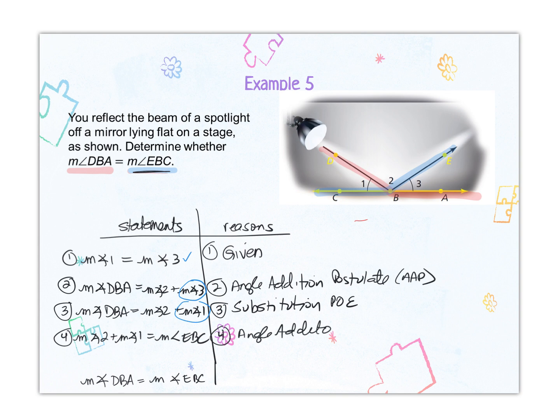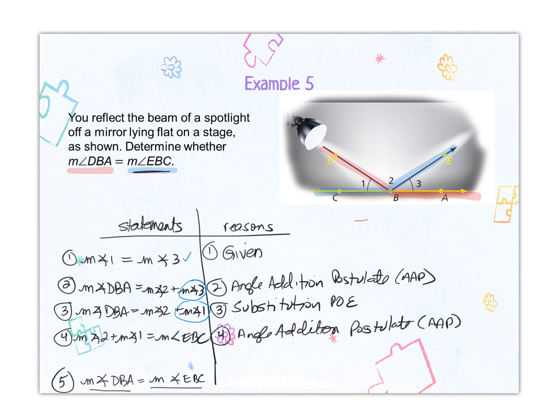I know that the sum of those two angles, angle addition postulate, or AAP, I know that the sum of those two angles has to equal angle 1 plus angle 2. So now that I have that, notice that what I need to get to is this last step here. I need to get to the fact that the measure of angle DBA is equal to the measure of EBC. Well, look at step 3 and 4.